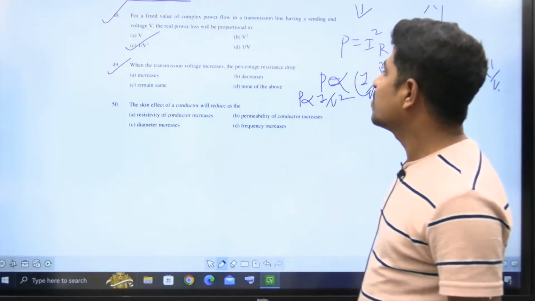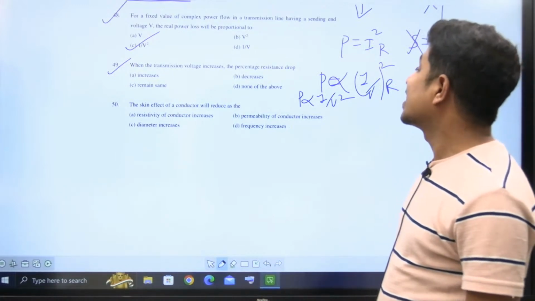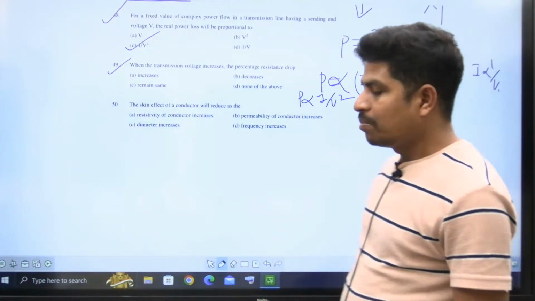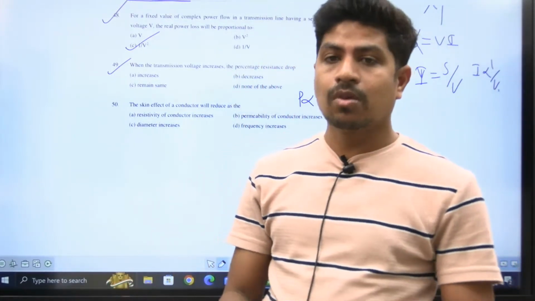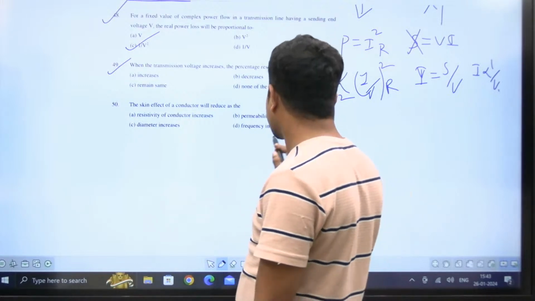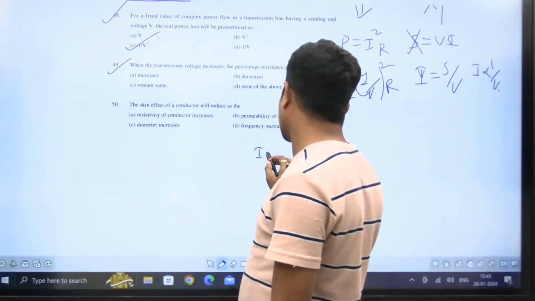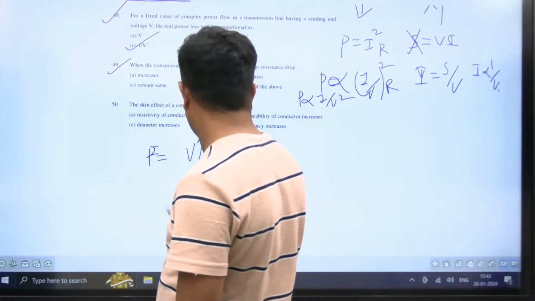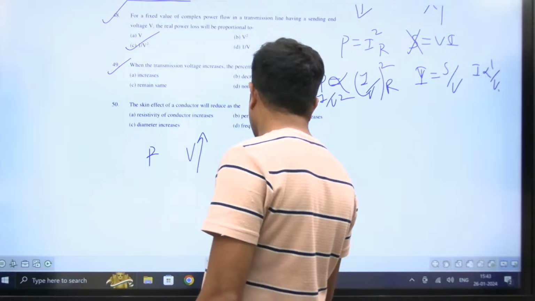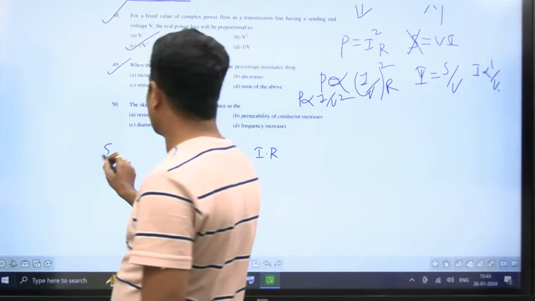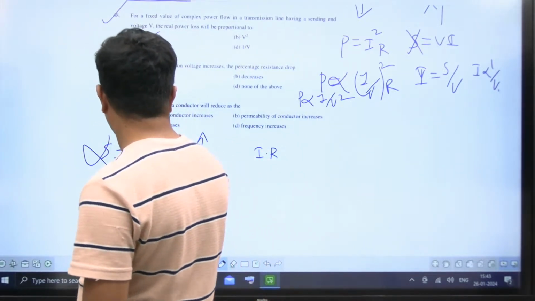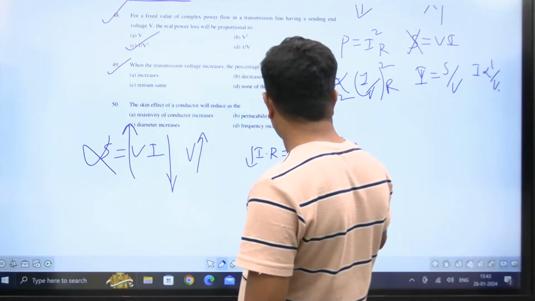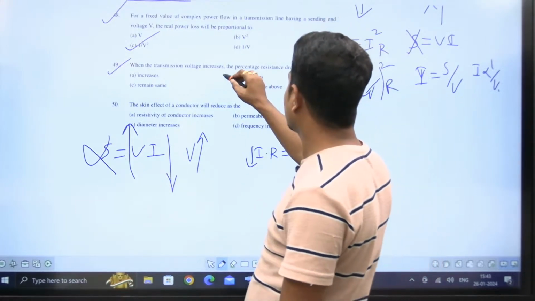Next question. When the transmission line voltage increases, the percentage resistance drop. See, he is asking about a percentage drop. Good question it is. What is the percentage resistance drop? That is I into R. If voltage is increasing for fixed power flow, let me take it as S. S is equal to V into I. For a fixed S, if voltage is increasing, obviously current will decrease. If current is decreasing, then obviously the voltage drop is going to decrease.